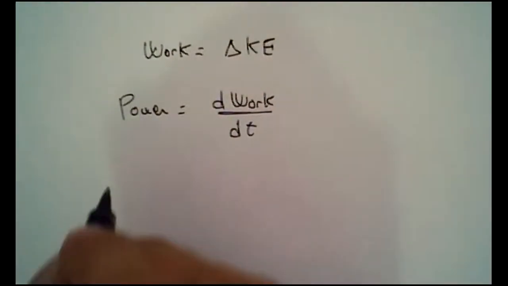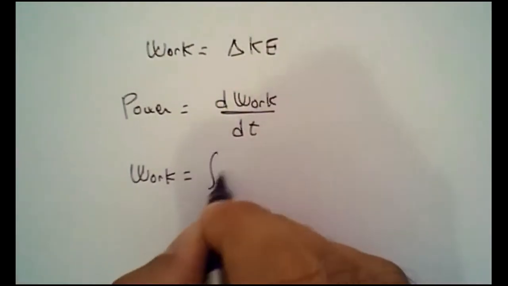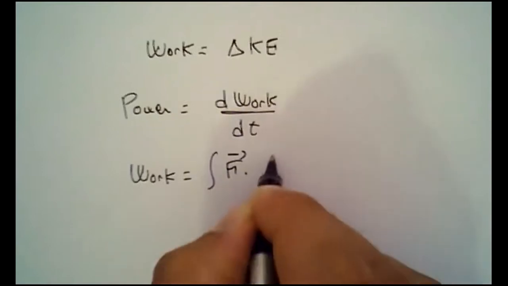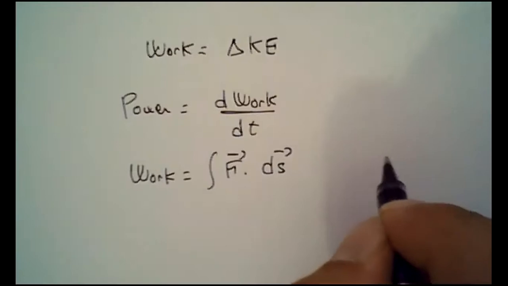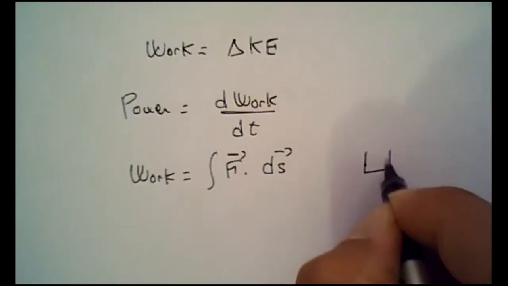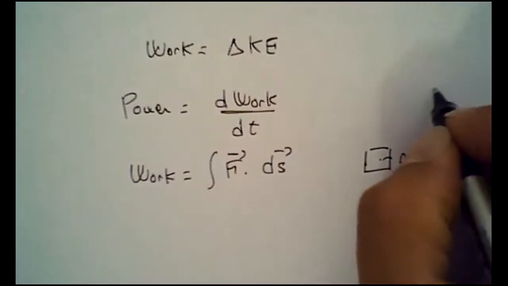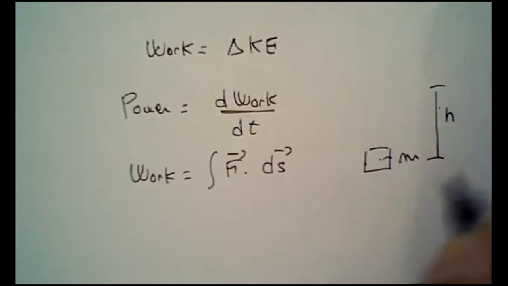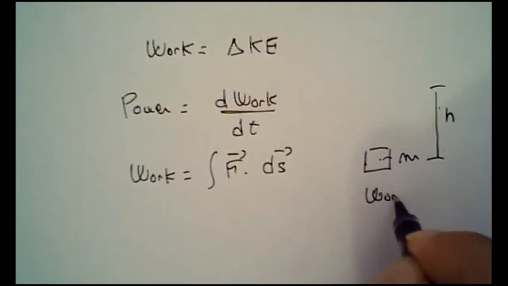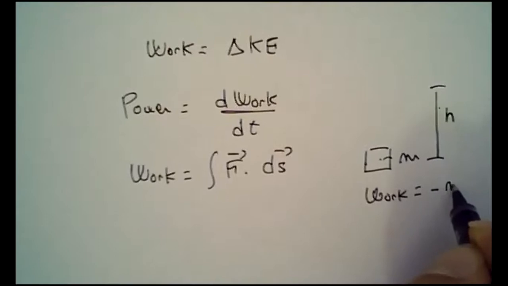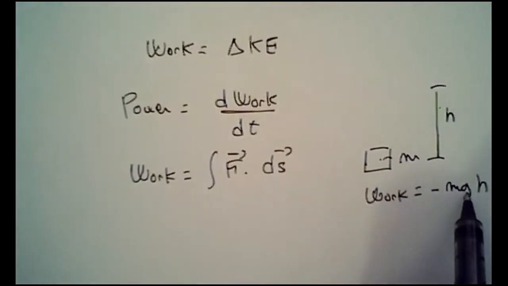Well, what is work? Remember that work is equal to the integration of F multiplied by ds, right? And we said, for example, if you have an object that has a mass m, and you are lifting that object by a distance h, then what is the work? The work is going to be equal to minus mgh. So here we're basically looking at the work of the gravity, right?